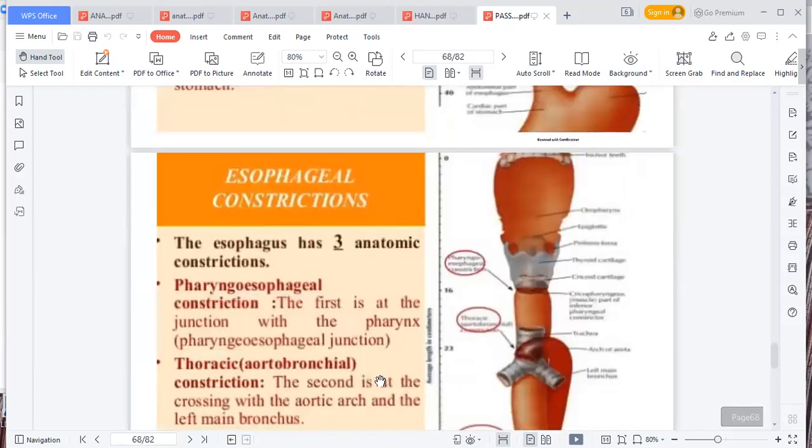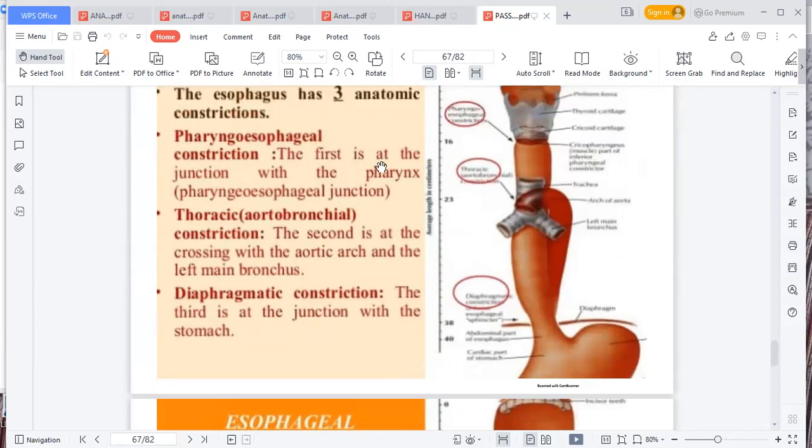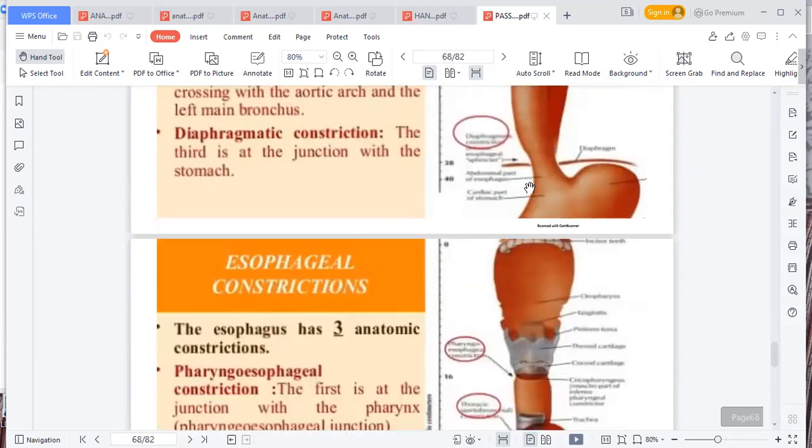There's what we call diaphragmatic constriction, meaning that as it is entering the diaphragm. In the thoracic region, we have the aorta and bronchial, meaning the aortic arch and also the bronchus. The first one is called pharyngoesophageal constriction, meaning the first sphincter which is on top there, just below the mouth, where the esophagus starts from. There's a sphincter which prevents the food from going in there. So that is also the first constriction.